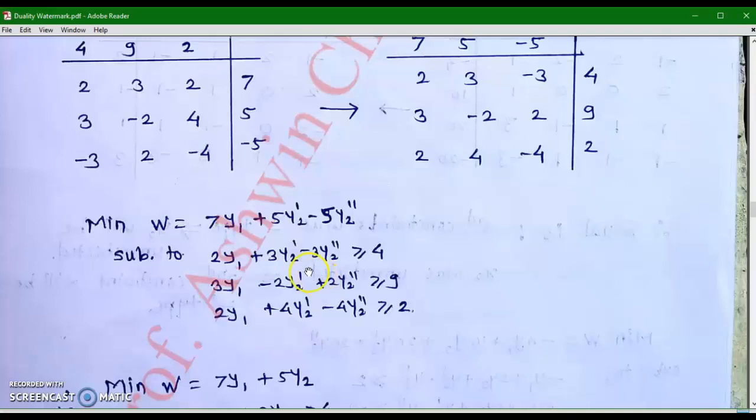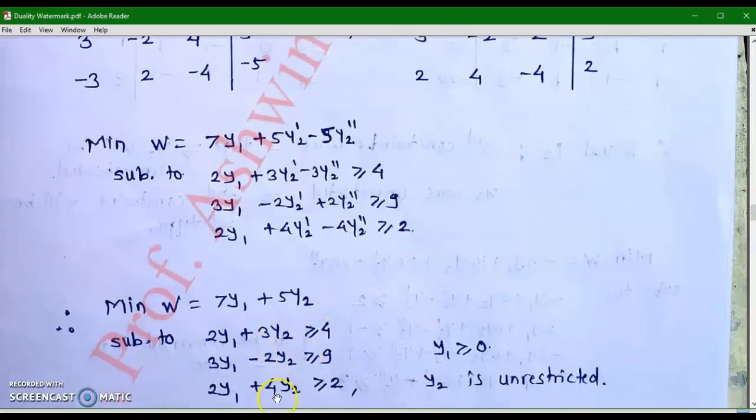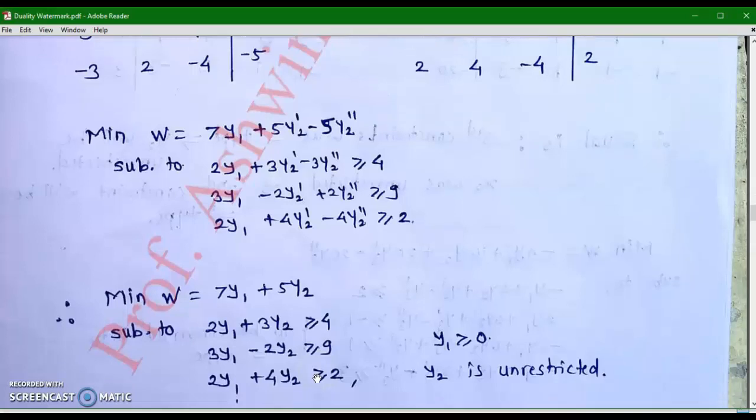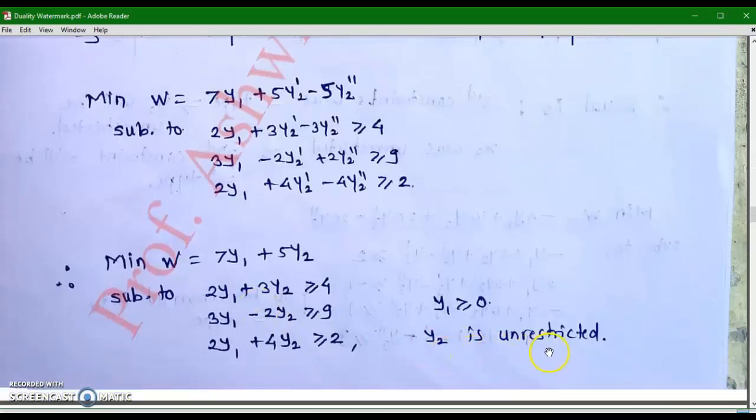So if we merge them, we can see the coefficients of y2 dash and y2 double dash are the same. So if we take them outside, we get y2 dash minus y2 double dash, which is y2, and hence we write y2 is unrestricted and only y1 is restricted, that is non-negative. So this is the dual of the given problem.